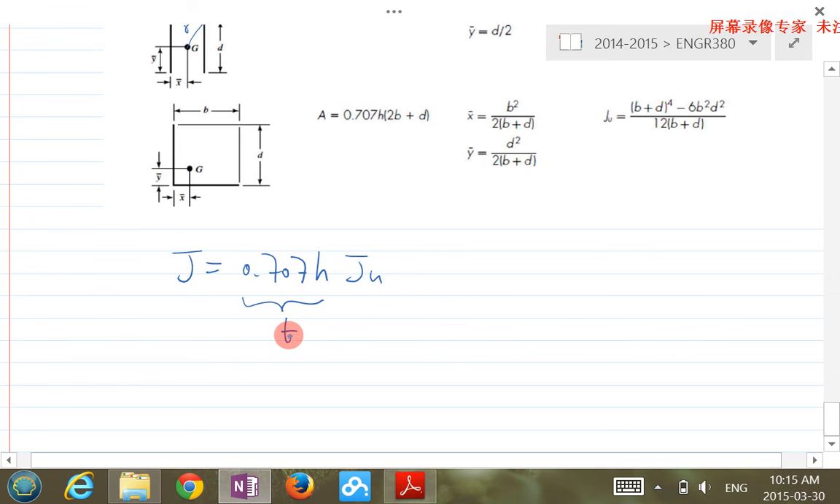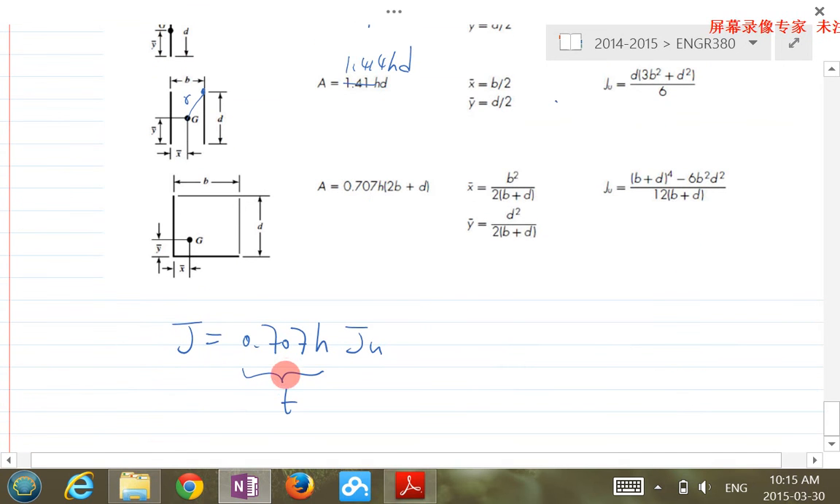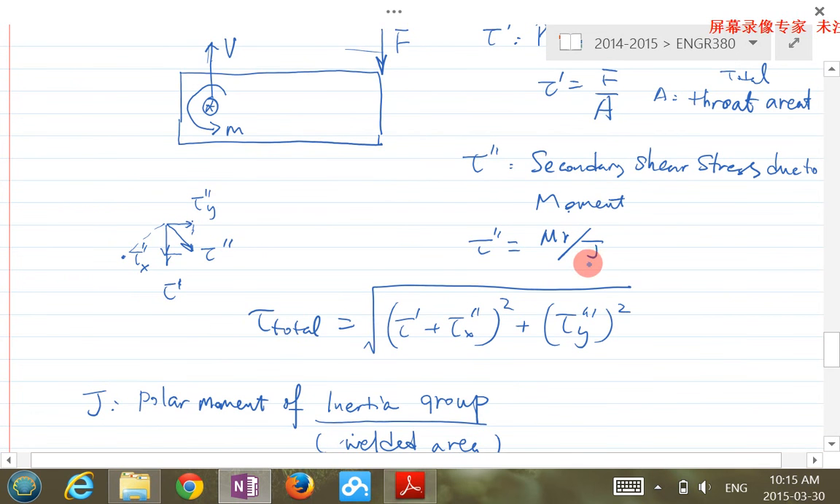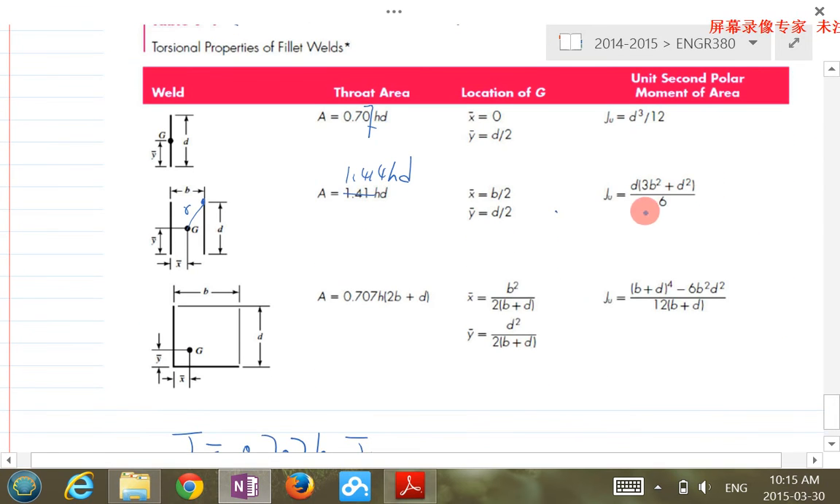That make sense? So JU here is only a unit second polar moment. You don't use this directly for your calculation. You have to apply the scaling first, then you substitute into the moment equation here to calculate tau double prime. If you're interested, I can show you a couple of examples of how JU is derived, basically purely based on double integrals, and then you'll be able to get this value here.